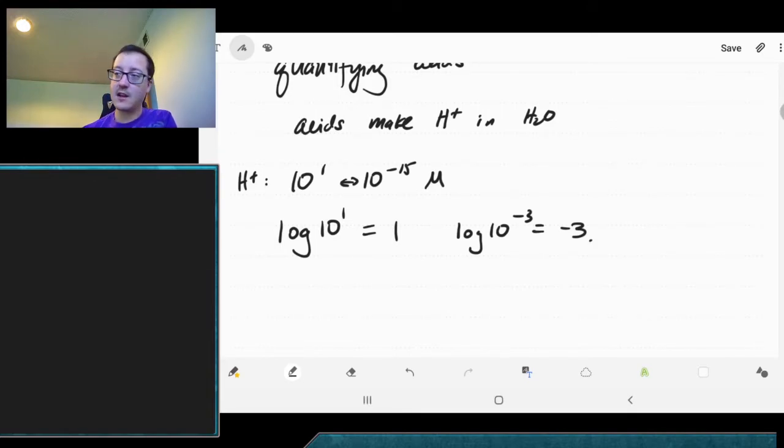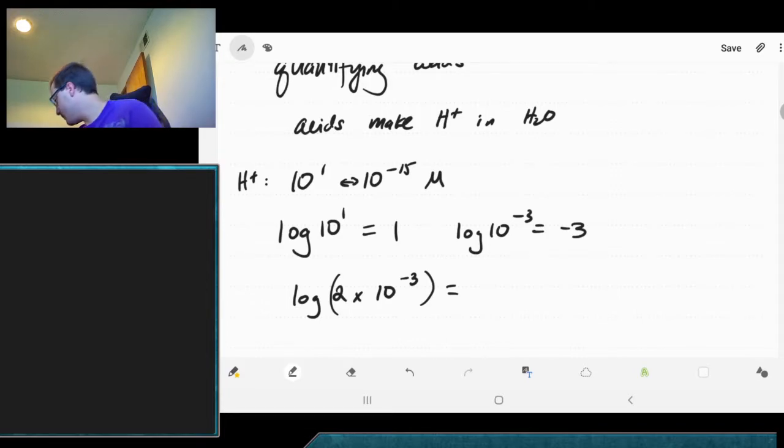You may have some other stuff afterwards. For example, log of 2 times 10 to the negative 3 is going to give us, where's my calculator? Aha! Alright, log of 2 times 10 to the negative 3 will give us negative 2.7, for example. So we have our 2 there that's a little bit bigger. That's why our number is a little bit bigger than the negative 3.